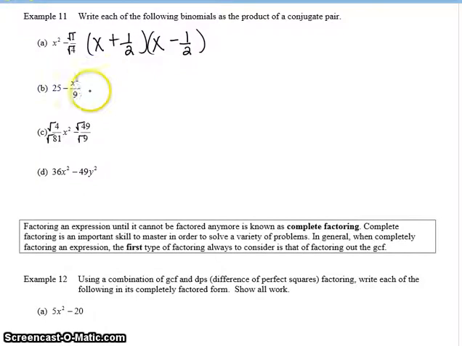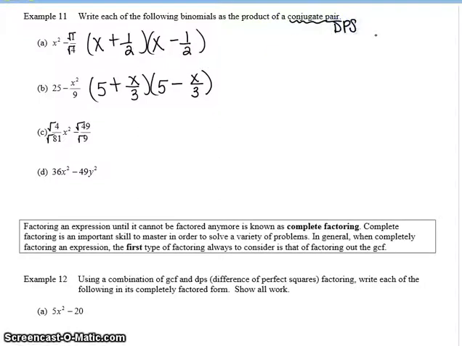Okay, next one, two sets of parentheses. One's plus, one's minus. Square root of 25 is 5. Now, in the numerators, your square root of x squareds are x's. The square root of 9's down in the denominators are 3's. You just leave it like that. Okay, anytime you see this word conjugate pair, also in the directions, I kind of skipped over that, you're thinking of the DPS, the difference of a perfect square.